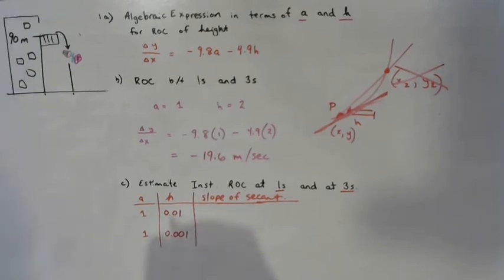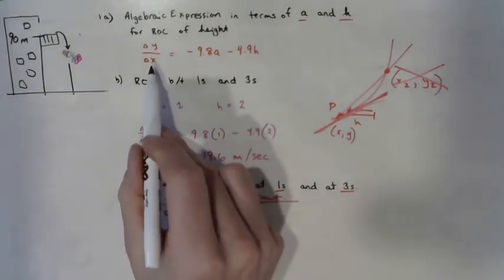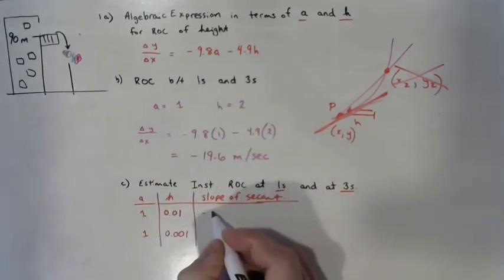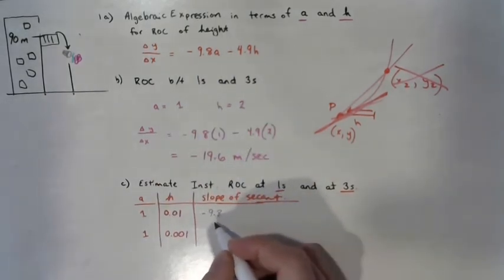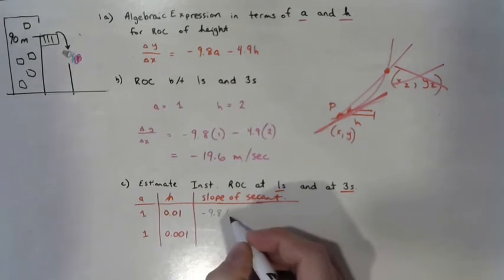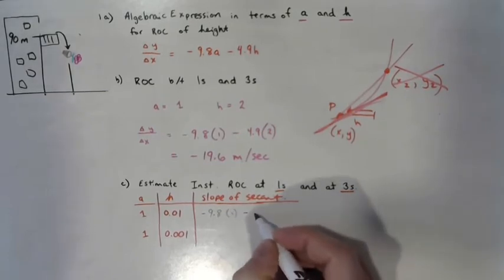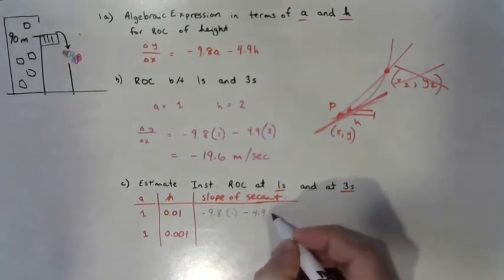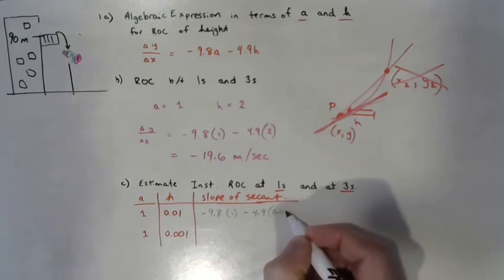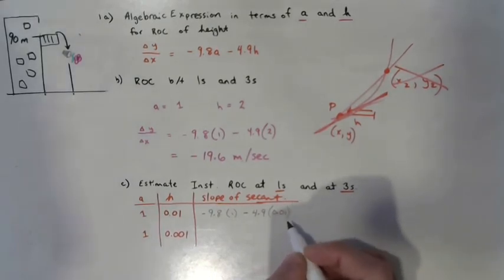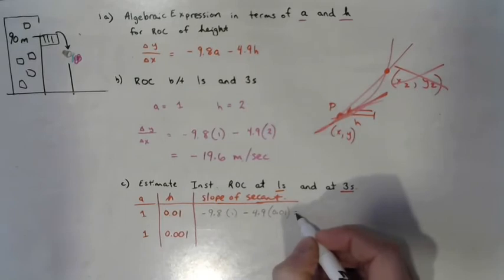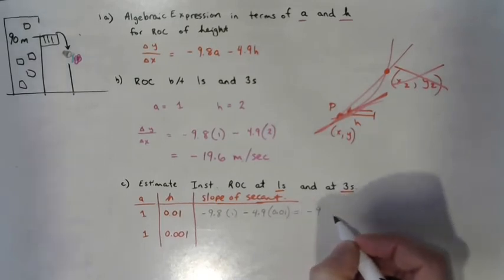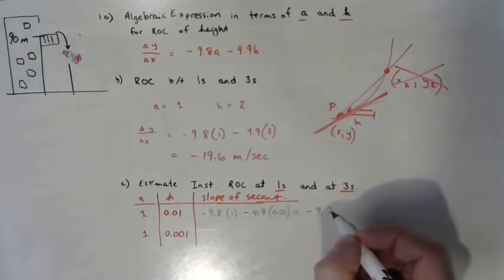So using our formula, we've got the slope of the secant is negative 9.8a, which is times 1, minus 4.9h, which is 0.01, sorry. And that equals, in the calculator, negative 9.75.